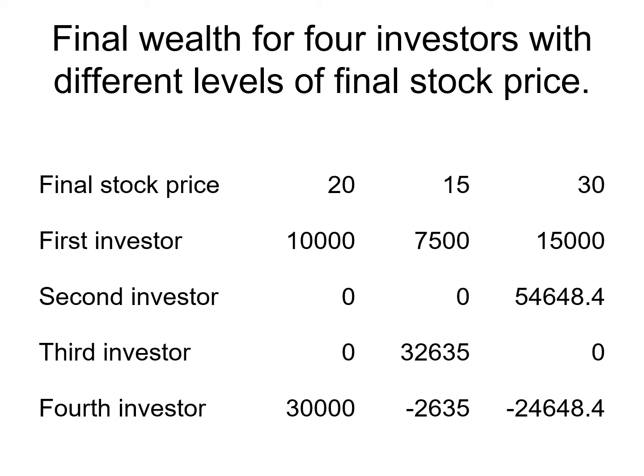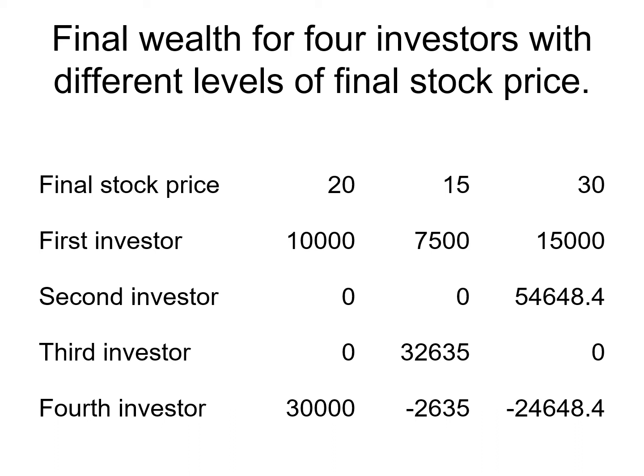For the third investor, he buys put options. So when the market drops a lot, he makes a lot of money. If the market drops to $15, his final wealth is over 32,000. But when the market is at 20 or 30, his final wealth is zero.